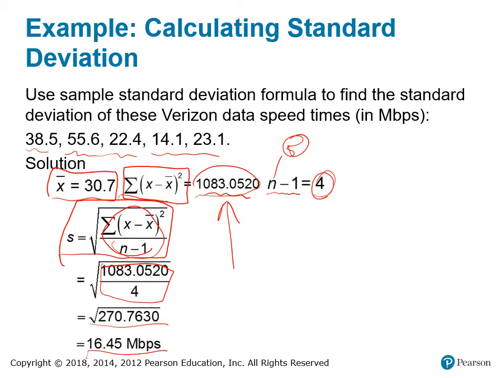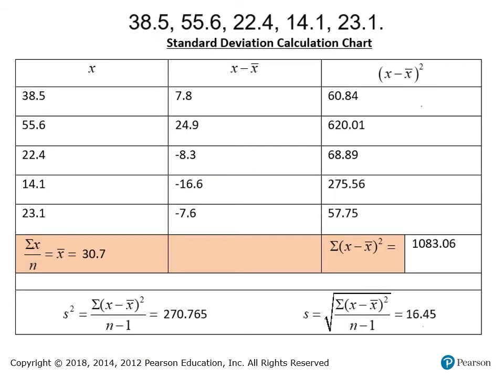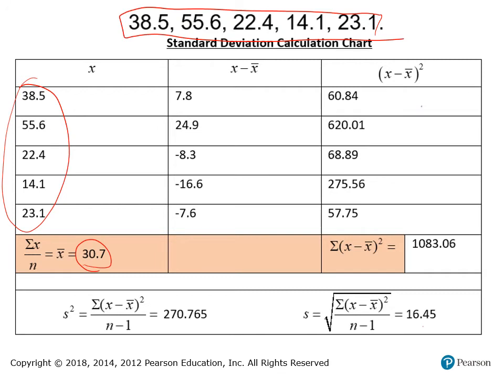So here's what we're going to do. We're going to create a table. And in this table, I'm going to look at my 5 data values here, okay? And I'm going to list them in the first column. And however many data values you have, you could list them in the first column. We would find the mean. So add them all up, divide by 5, we get 30.7.